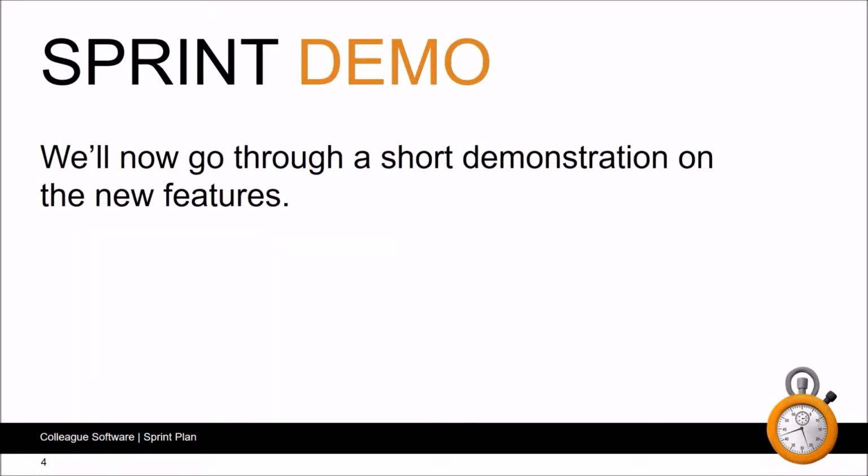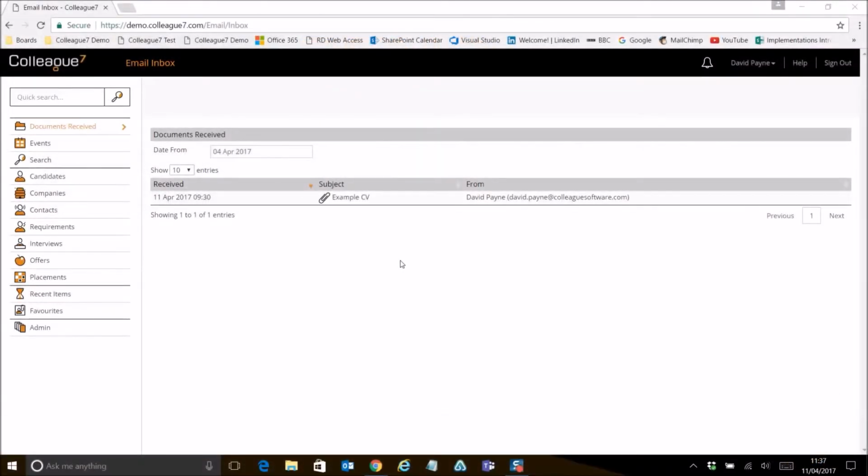We'll now go through a short demonstration on the new features from this sprint. Okay, so we're going to begin within the documents received area. So this is to look at the feature that we've added, which allows you to attach documents that you've received to existing records within Colleague.